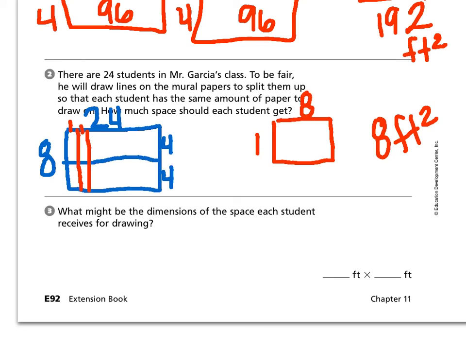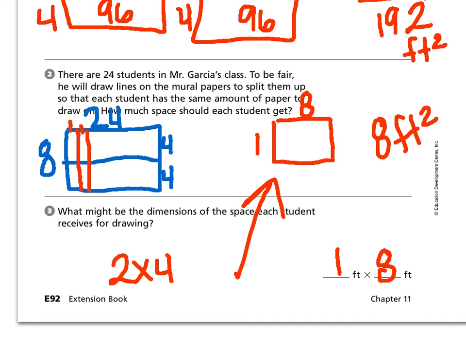Now, in order to look at the dimensions, you can go back up here and look at the picture, and that would be a 1 by 8. In order to get 8, you could have also done a 2 by 4, because that is going to equal 8 when multiplied.